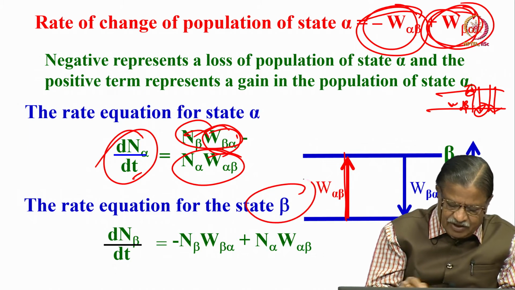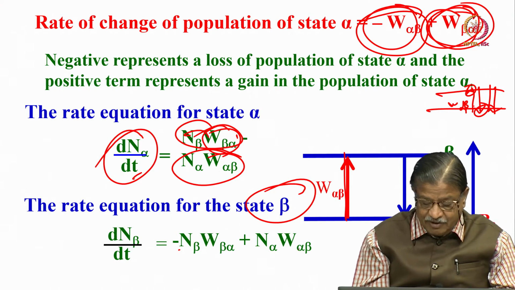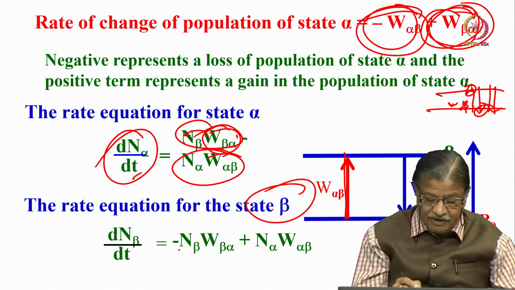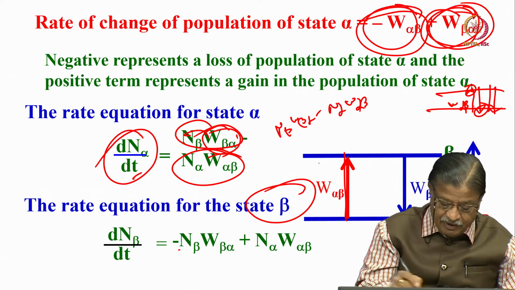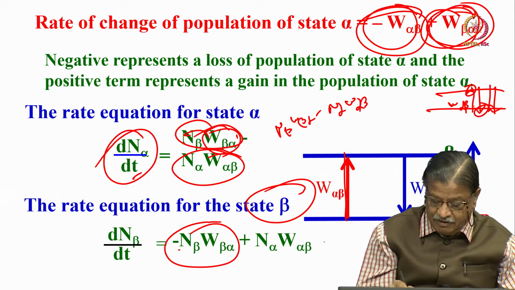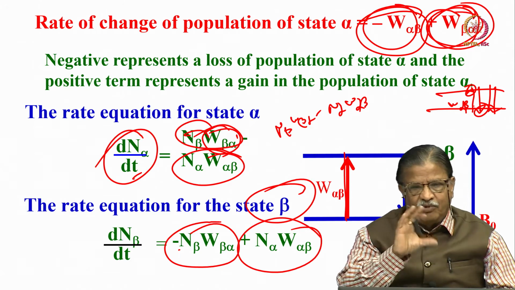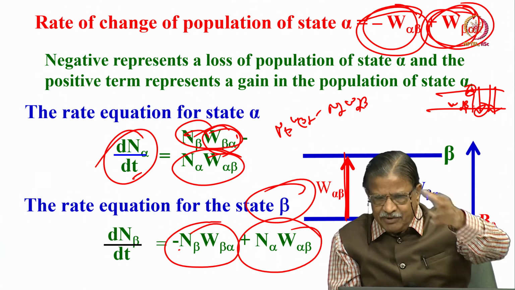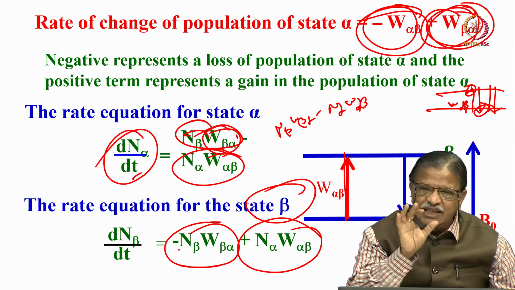Same thing for the rate equation for beta. It goes in the reverse way. Negative for this and positive for this. Here in the previous example, n beta W beta alpha minus n alpha W alpha beta. But here, minus n beta plus n alpha. Okay. That is the only thing happening, because in one case there is a gain, and in the other case there is a loss. Same thing happens for the beta state also. So this is the rate of change of population for both the spin states.